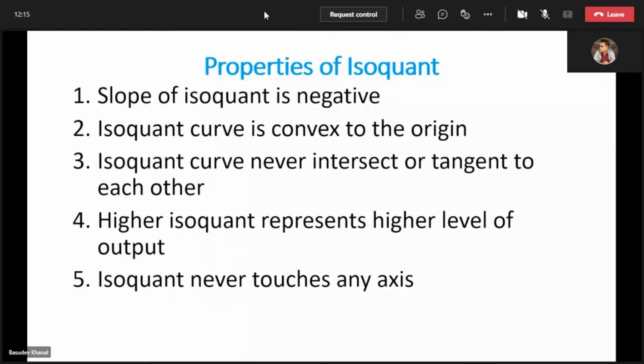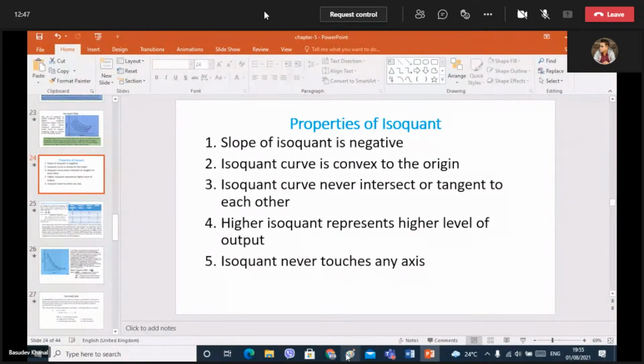If any isoquant touches the y-axis, units of labor will be 0 at the touching point. Similarly, if any isoquant touches the x-axis, units of capital will be 0. Without using capital, only using labor, nobody can produce anything around the globe. Similarly, without using labor, by using only capital, nobody can produce anything. That's why the isoquant never touches any axis. I can show you about this condition. You can see here.